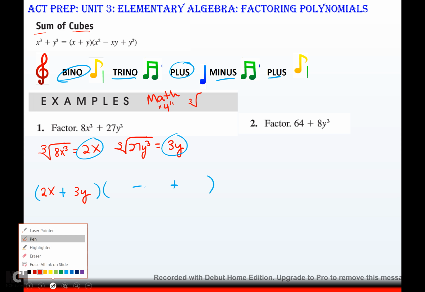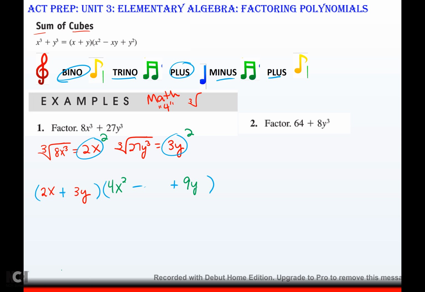To get the terms in the trinomial, to get the ends, you square these guys. So 2x squared would be 4x squared. 3y squared would be 9y squared. To get the middle term, all you do is multiply those two together. So I'd have 2x times 3y, which is 6xy, and I'm done.